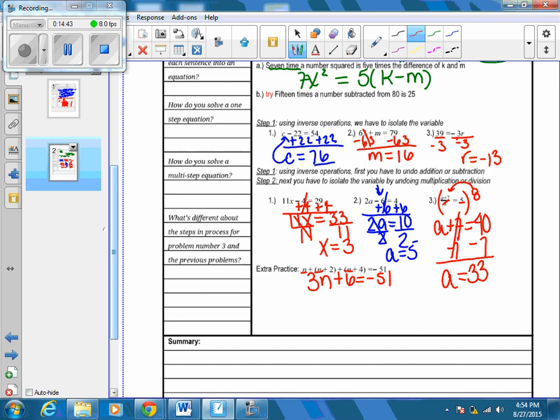Alright, simple two-step equation. I'm going to subtract 6 from both sides. Alright, and then it gives me 3n. Alright, remember, same sign, add and keep the sign, so negative 51 minus 6 is negative 57. And if I divide by 3 on both sides, I get n is equal to negative 19. Let me rewrite it. N is equal to negative 19.